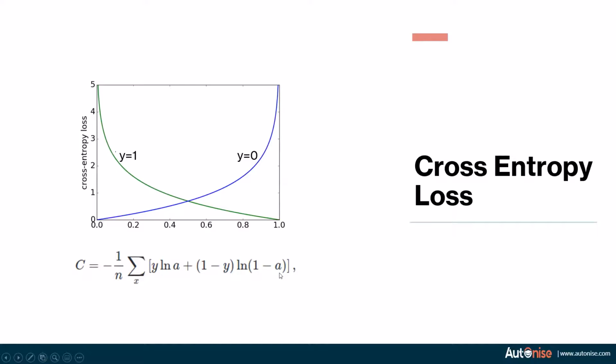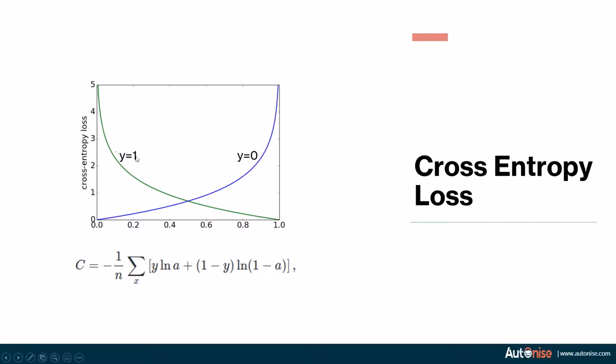So when we are doing a classification task, usually our target is just 0 or 1. When y is 0, then this term becomes 0, and what we are left with is just ln 1 minus a. The blue curve is the curve when y is equal to 0. So the x-axis is the output of the model, which is a over here, and the y-axis is the value of the cost function. So when y is equal to 0, our cost function is just ln 1 minus a. Hence, this is how the graph looks.